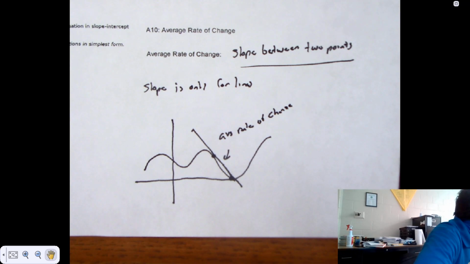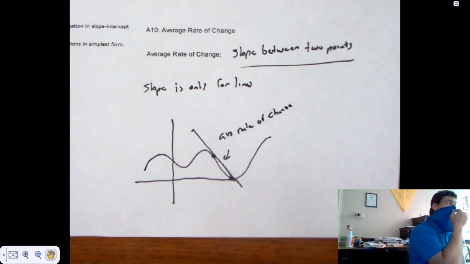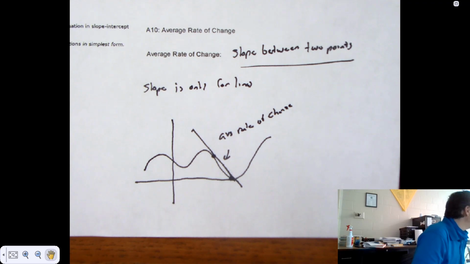So guess what? It has a formula. What's its formula? If average rate of change is a slope between 2 points, what is its formula? I'm going to take the mask off because you must not be hearing me. If average rate of change is the slope between 2 points, what is its formula?